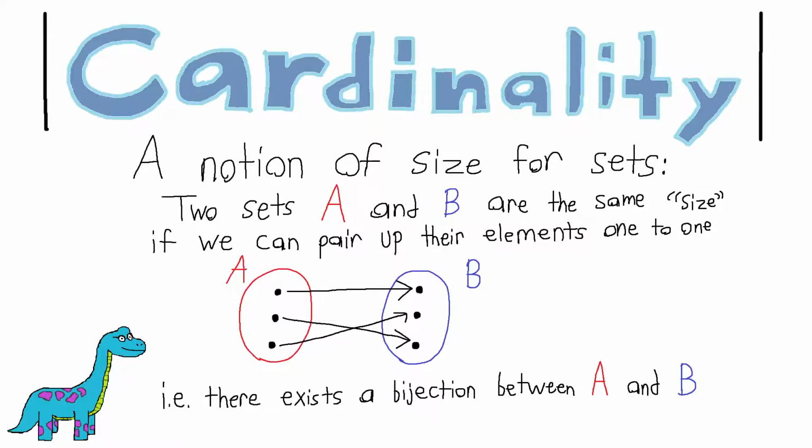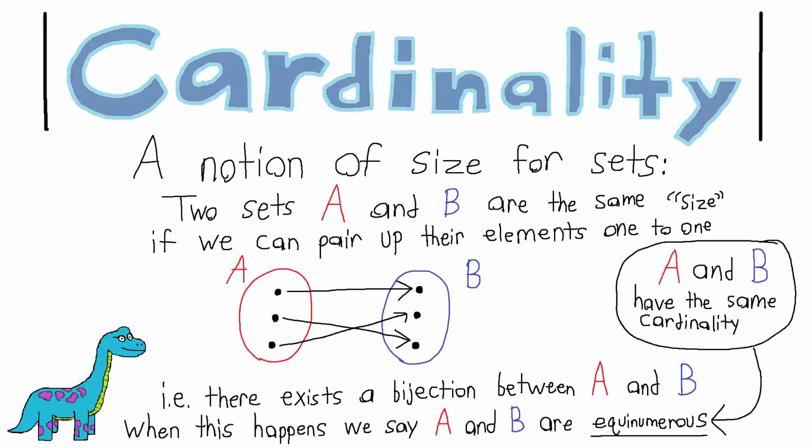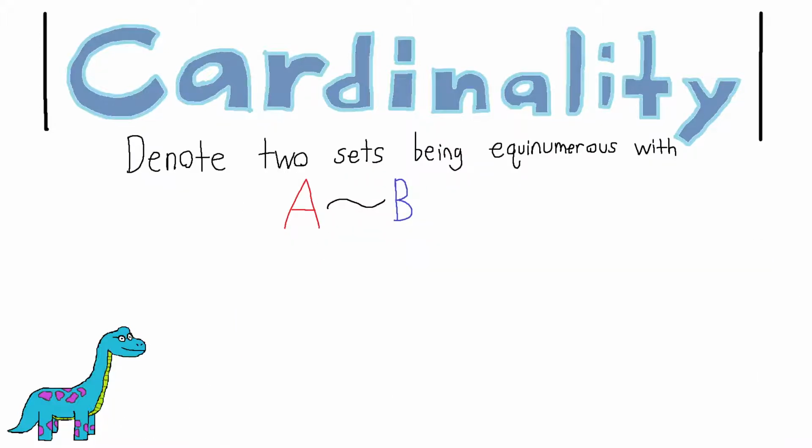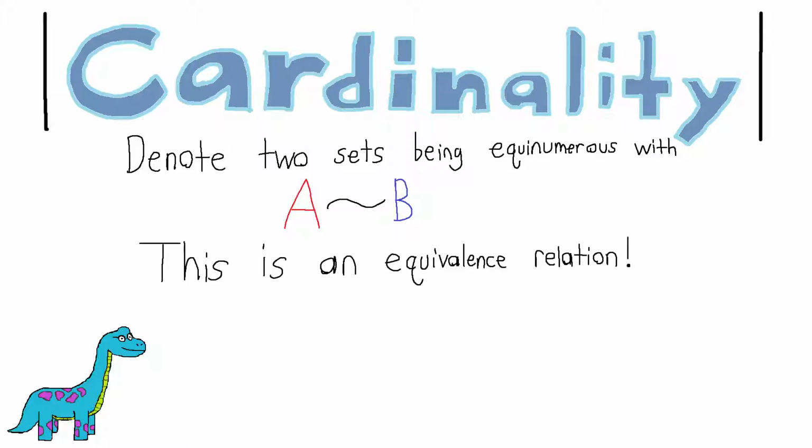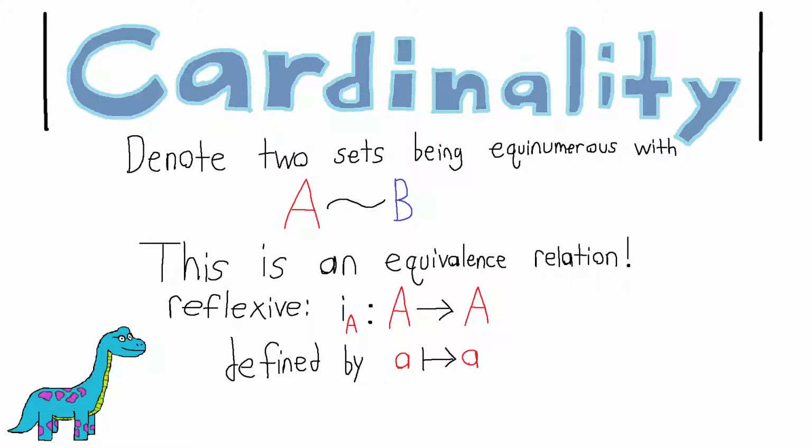Also, another way to describe two sets, A and B, that have the same cardinality is to say that they are equinumerous. We denote two sets being equinumerous by writing a tilde between them. It actually turns out that this is an equivalence relation, which means that we can group sets together based on whether or not they have the same cardinality. Every set is equinumerous with itself because the identity map that sends every element to itself is a bijection. So every set has the same size as a copy of itself.